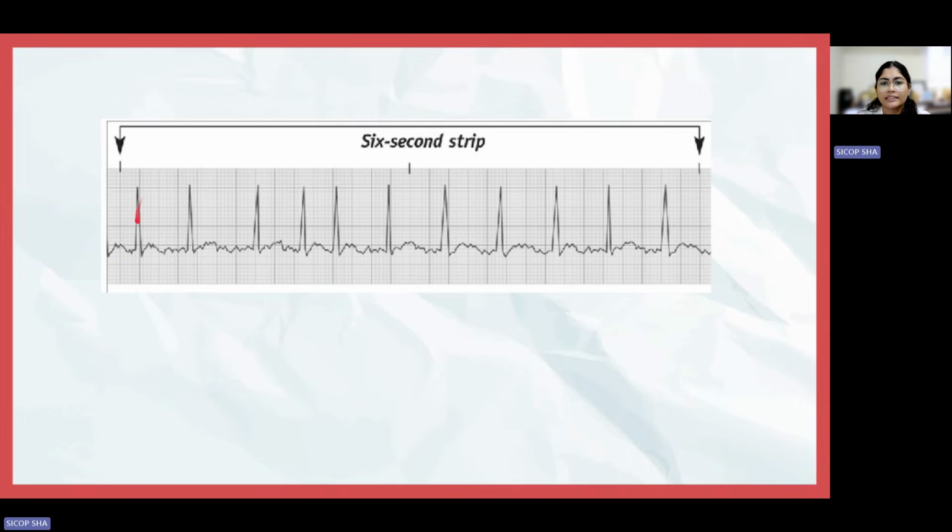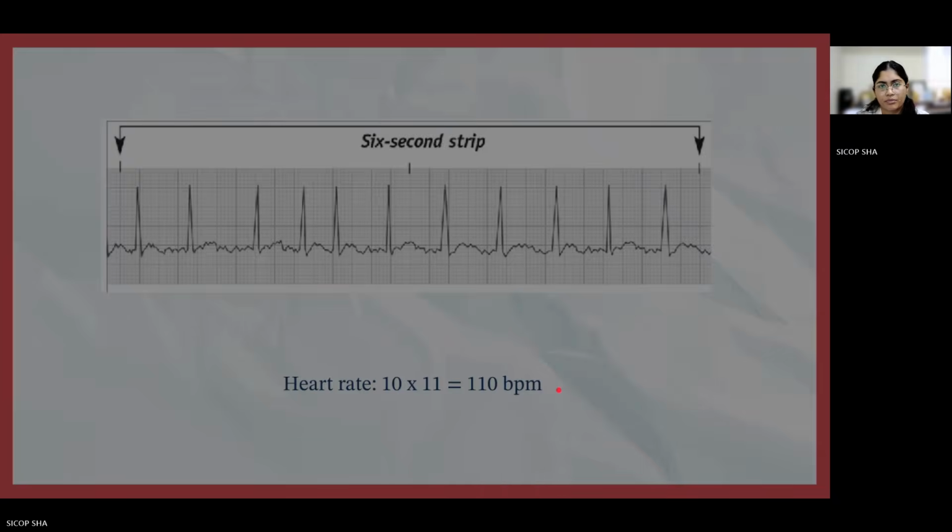So this is another example of a 6-second strip. Within 6 seconds, however many R's there are, you count those and multiply by 10. There were 11, so the heart rate is 110.